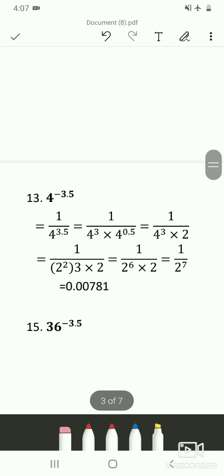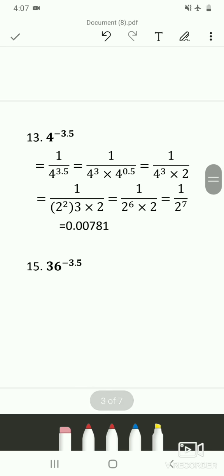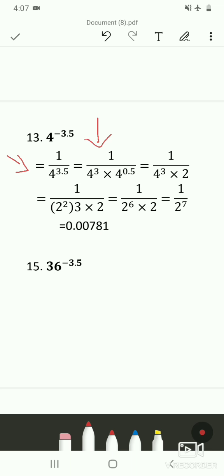So let's see the third problem. Even this is similar to the previous problem. Here the question is 4 raised to minus 3.5. Using the law of negative index, we write it as 1 divided by 4 raised to 3.5. Then using the first law, we will get 1 divided by 4 raised to 3 into 4 raised to 0.5. We know that 4 raised to 0.5 is nothing but 2. So we'll get this step.